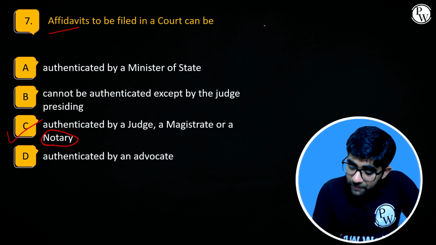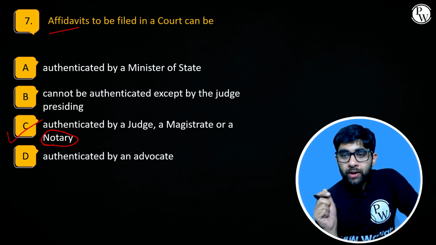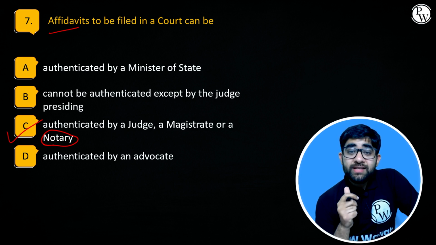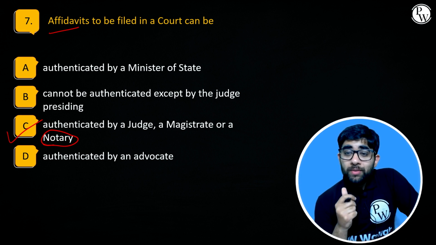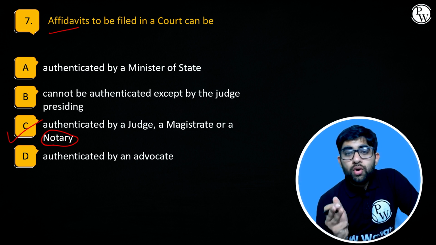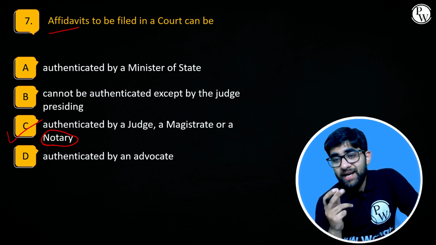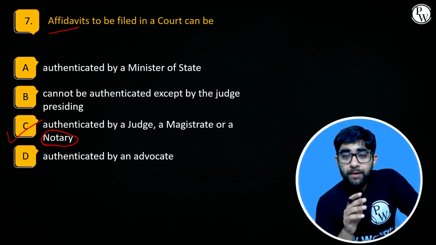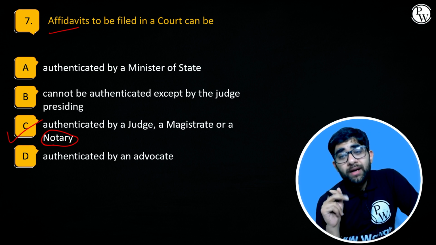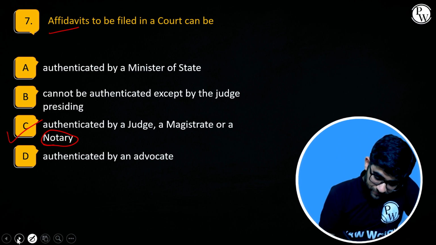So you have to see, there was first a difference between oath commissioner and a notary public. The role of the oath commissioner was that affidavits filed in courts were to be attested by oath commissioners, and all other affidavits were to be attested by a notary. In Delhi, the notification came that notary public are also eligible, and it is okay for them to attest an affidavit that is to be filed in a court. So this was the recent scenario. So that is why it's C.